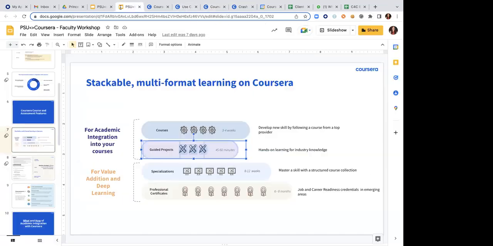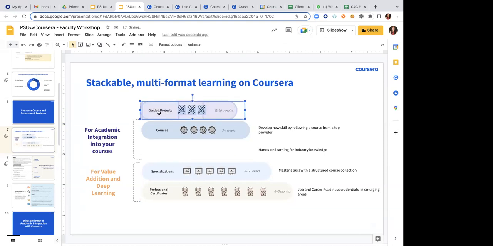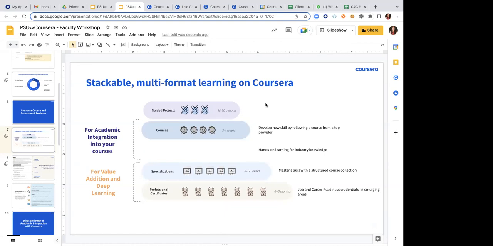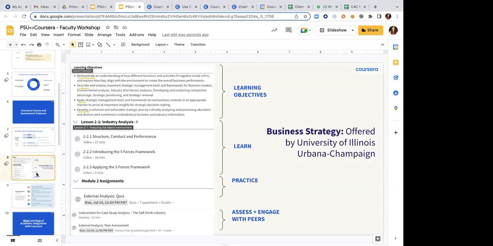So these are the 4 different kinds of learning products which we have on Coursera, and we call it a stackable form of learning because these stack upon each other. Students can start with a guided project which is shorter in duration. So it starts with 45 to 60 minutes of learning, then the students can move on to a course, and then to a specialization and professional certifications in order to get deeper into a particular topic. So that's about the different formats of learning on Coursera.